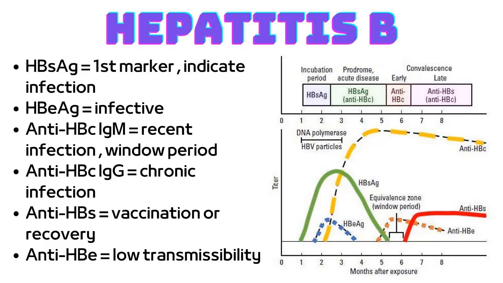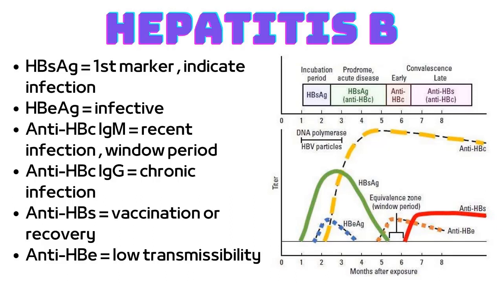Notice that the surface antibody doesn't come up until maybe a month or so after surface antigen's gone, so there's this little window in here. Surface antigen's gone, E antigen's gone, HBV DNA's gone, and surface antibody hasn't come yet, so how do you know the patient had hepatitis B? There you go. Core antibody IgM doesn't leave. It stays in there and eventually becomes core IgG over time.